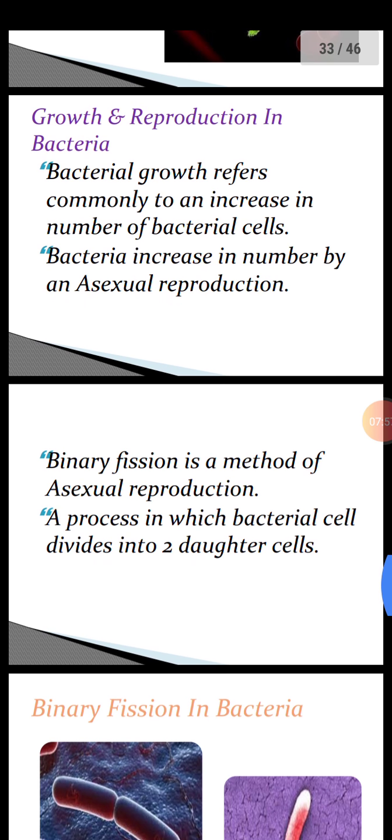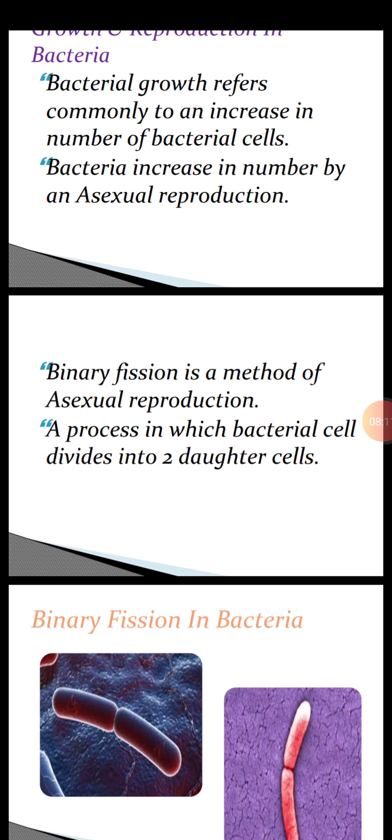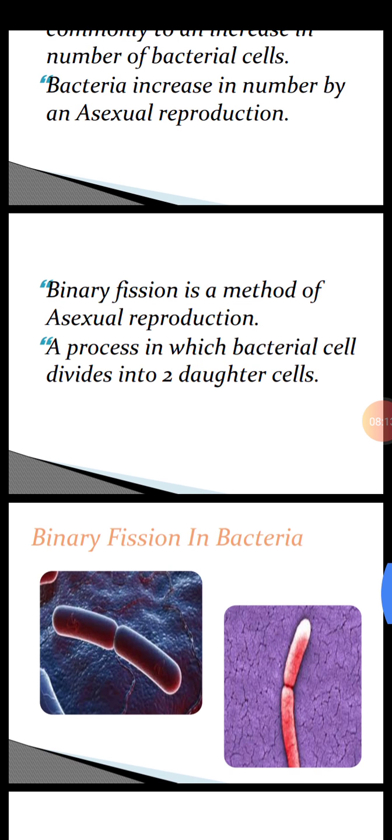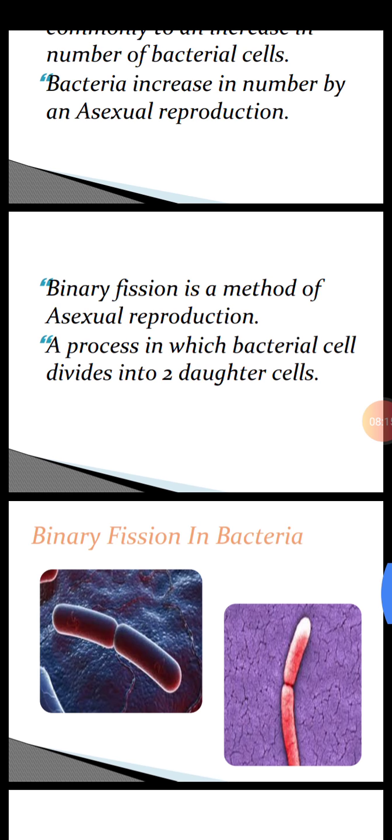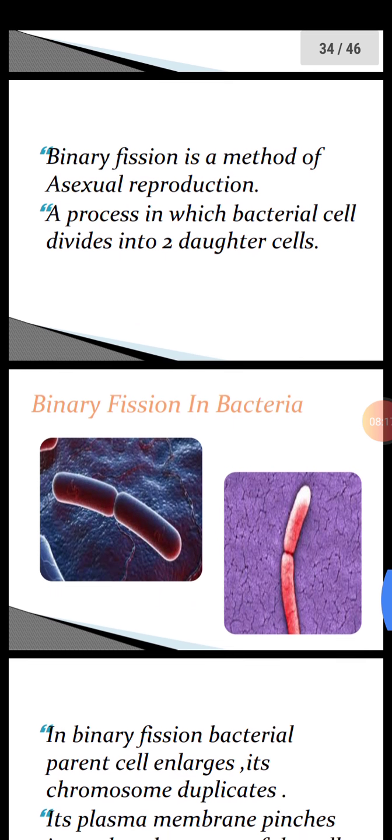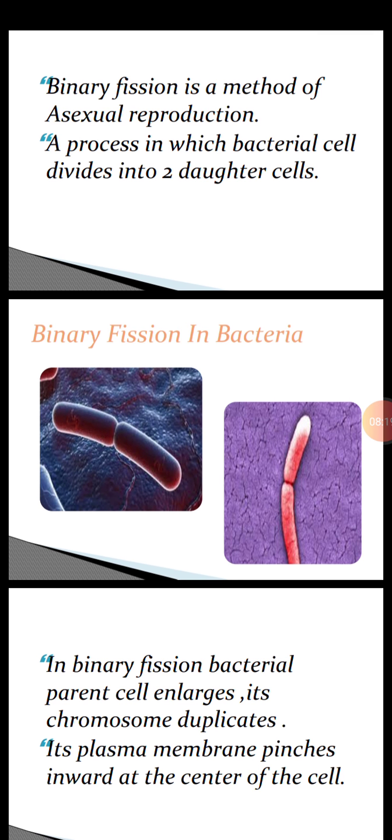Binary fission occurs in bacteria. Binary means a cell divides into two. That is, a bacterial cell divides into two daughter bacterial cells which are exactly alike its parent cell. Binary fission is a method of asexual reproduction, a process in which a bacterial cell divides into two daughter cells. The picture is shown that a bacterial cell splits into two cells.